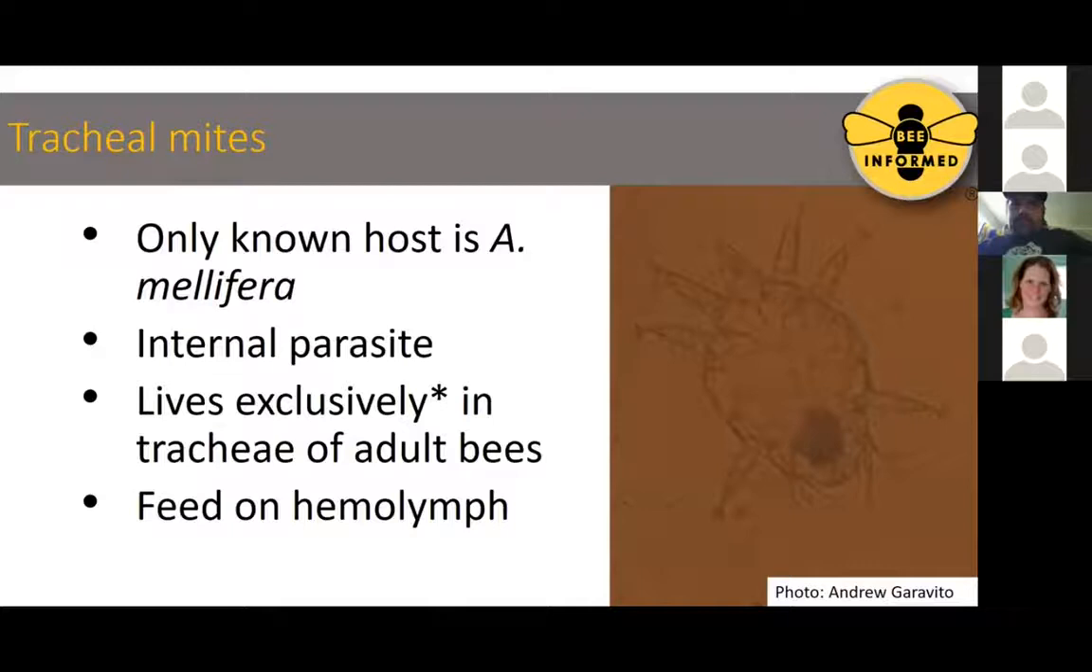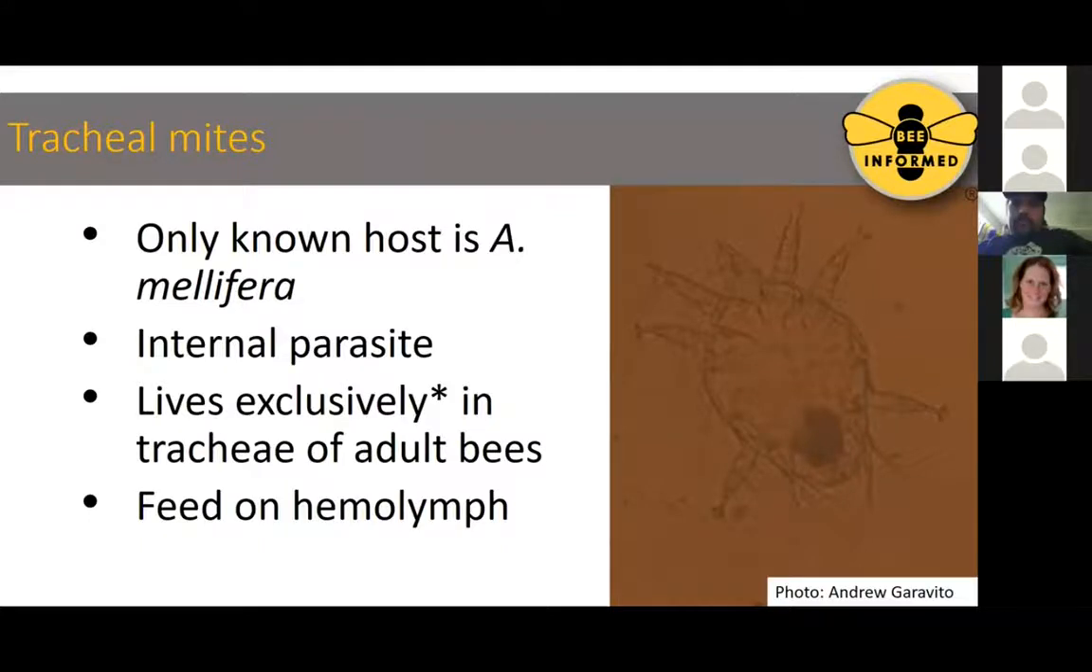And it does live exclusively, as far as we know, on Apis mellifera, or European or Western honeybees. It's an internal parasite. It lives exclusively in the trachea of adult bees, except for a brief period where they transfer bee to bee. They're living in the bee in the tracheal system, which is part of the respiratory system, and in that tracheal system, they are essentially chewing a hole through the trachea to access hemolymph, which is what they feed on.